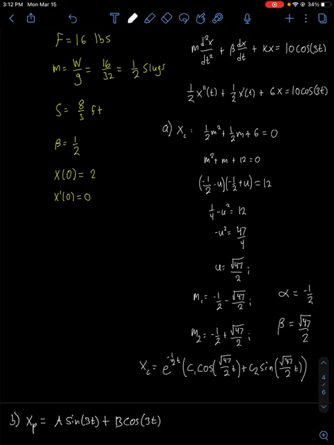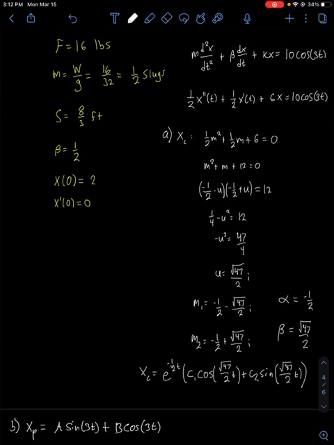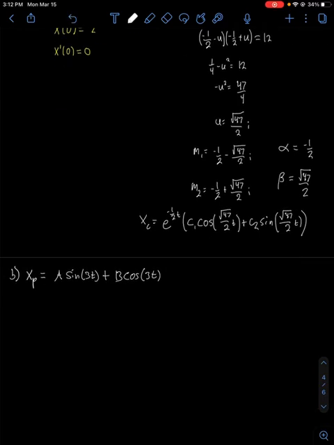Now at this point we have to make sure that there are no repeating terms in the particular solution and the complementary function. So we can see that if we multiply e to the negative 1/2 t to the first term and e to the negative 1/2 t to the second term, both of those terms are not going to repeat with either of these terms here. Meaning we can keep x sub p just how it is.